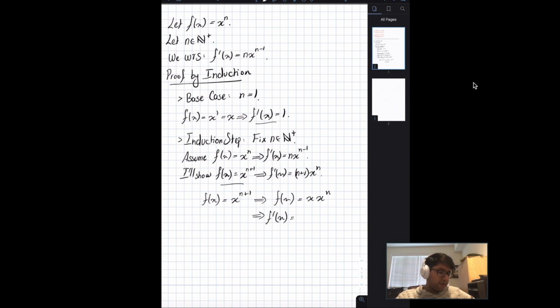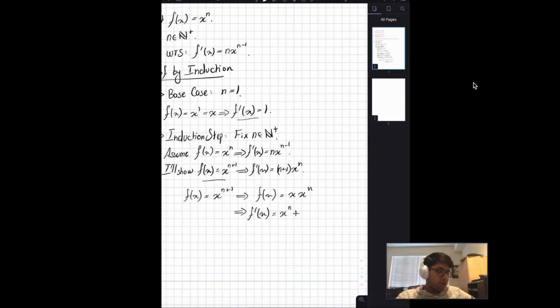So the derivative of x is just 1, and then I'm going to multiply that by x to the power of n, plus the derivative of x to the power of n, which by assumption is nx to the power of n minus 1, and then you multiply this by x. And now all I have to do is evaluate this. So x to the power of n minus 1 times x is just x to the power of n using the laws of exponents. And then I can factor out x to the power of n, and I'm left with n plus 1 times x to the power of n, which is precisely what I wanted to show. And this completes the proof.